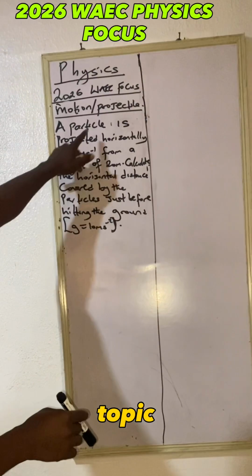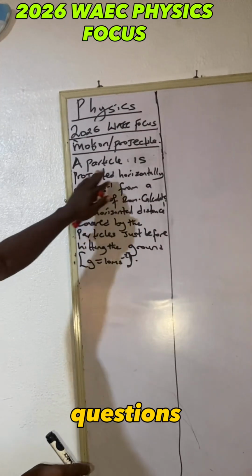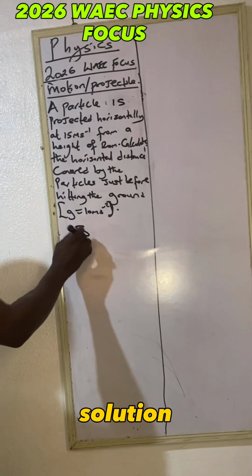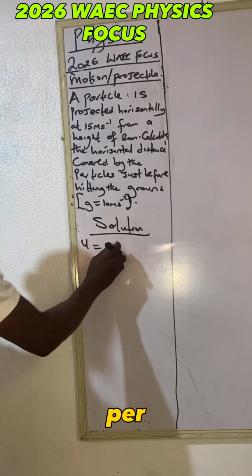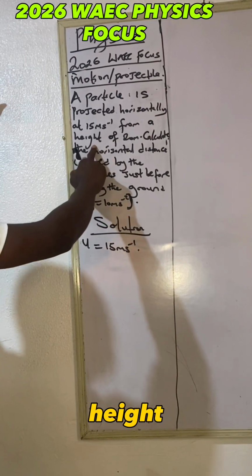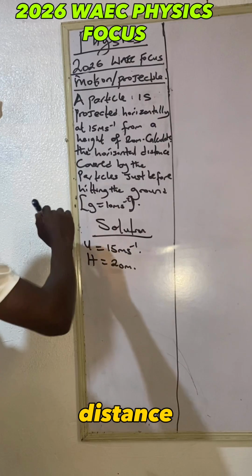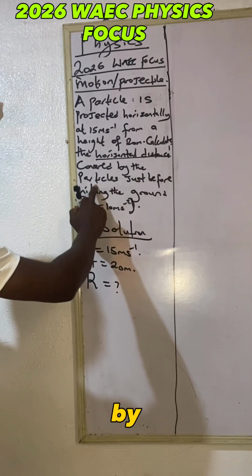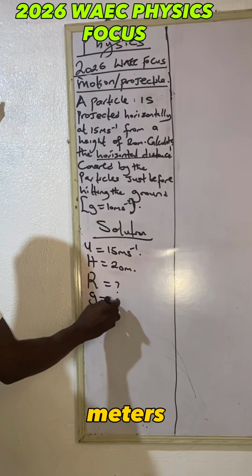Now, one of the topics is motion or projectile. You cannot escape it tomorrow. Look at the question. A particle is projected horizontally at 15 meters per second. Solution. You can see it now. 15, that is initial, so U is 15 meters per second, from a height of 20 meters. Calculate the horizontal distance covered. Horizontal distance is also known as range. That is the range covered by the particle just before hitting the ground. Then your g is 10 meters per second squared.